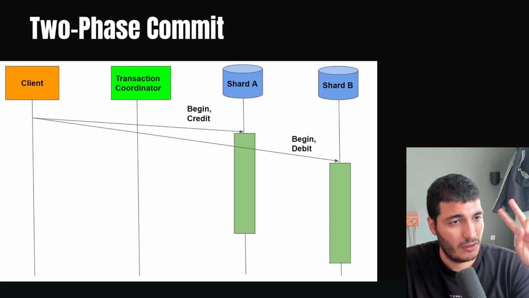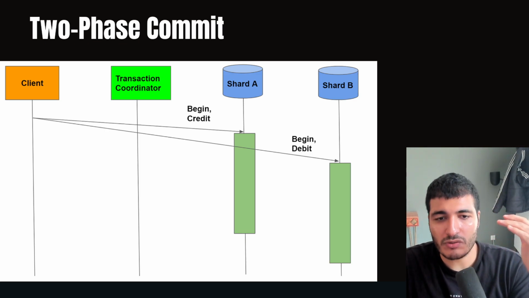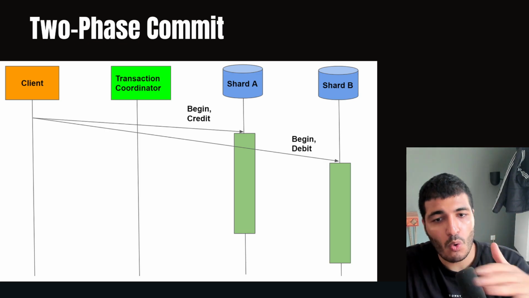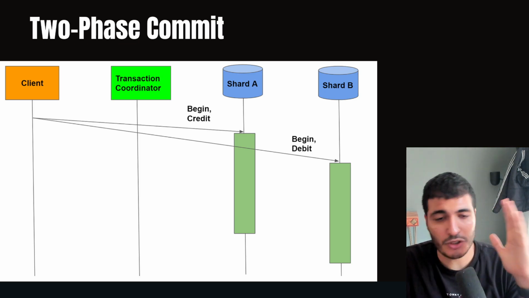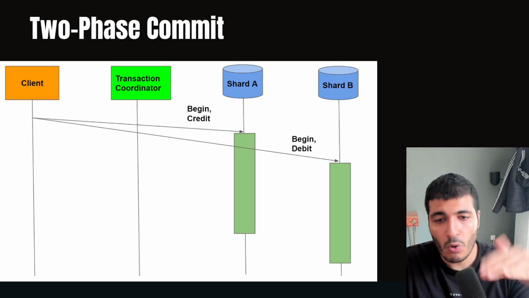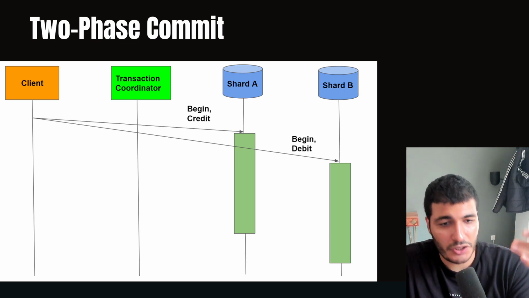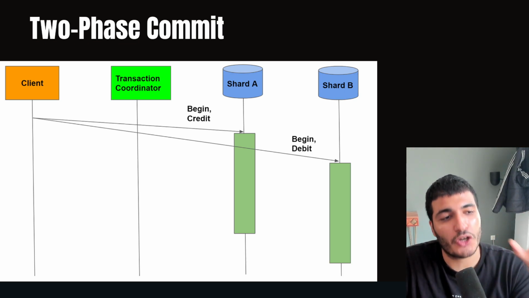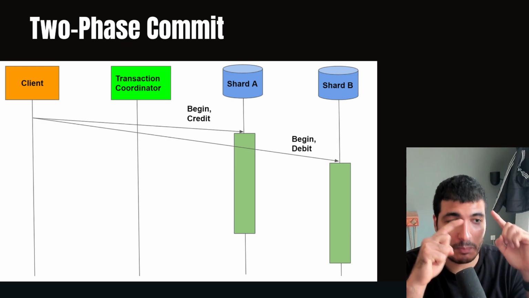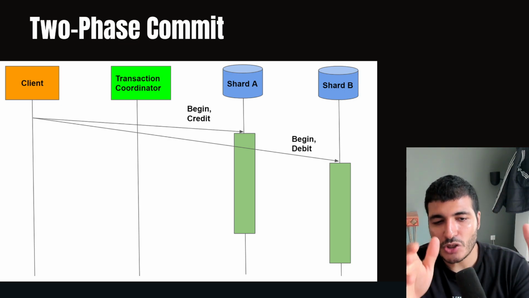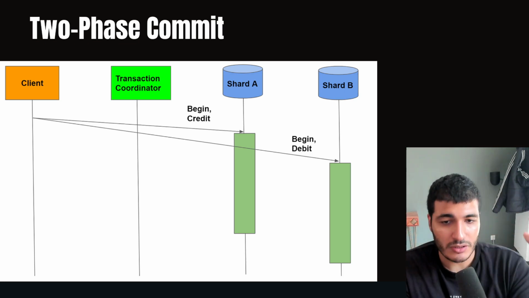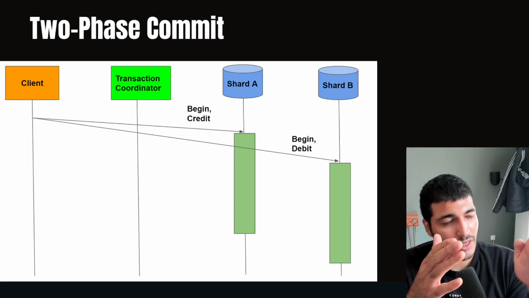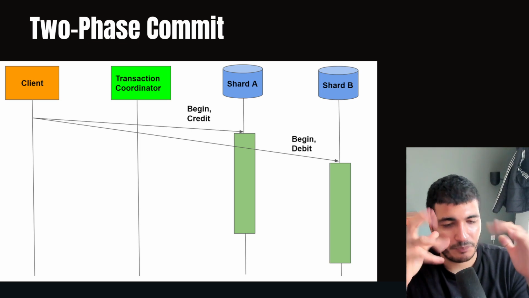There are two phases. In the first phase, the coordinator sends a prepare request to all participants, and each participant performs all necessary operations, locks its resources and logs the changes, but does not commit these changes. This is pretty important. If a participant is ready to commit, it responds yes. If not, it will respond no. After that, we go to the second phase.